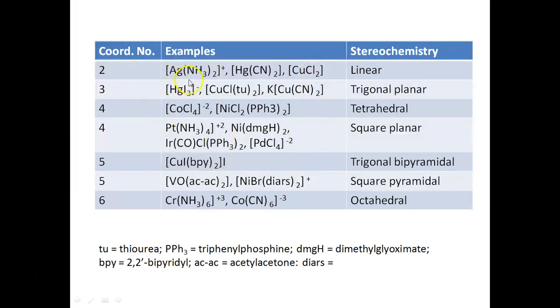For coordination number 2, examples like [Ag(NH3)2]+, [Ag(CN)2]-, or cupric chloride are linear in nature. For coordination number 3, they are trigonal planar. For 4, tetrahedral or square planar. For 5, trigonal bipyramidal, and it also shows square pyramidal, and for 6, it is octahedral.